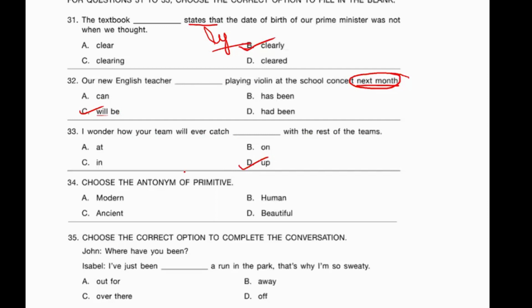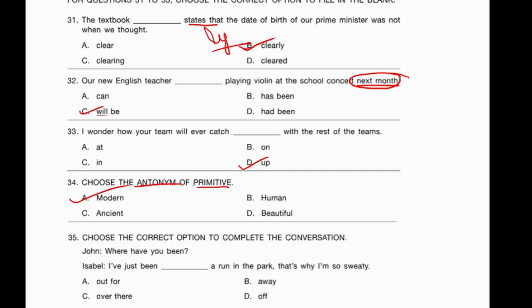Next, choose the antonym of primitive. What do you mean by primitive? Primitive means something which is not developed, of old time, the ancient time. So underdeveloped, you can say, or the oldest one. So you have to find the antonym of primitive. It's the opposite of the oldest one. You can take it as modern. So the opposite of primitive is modern.